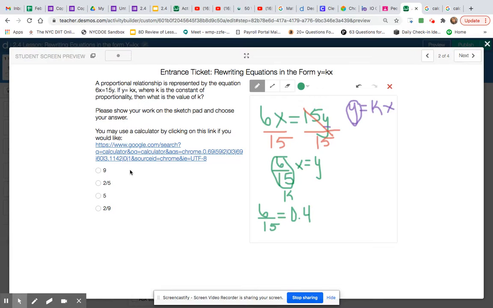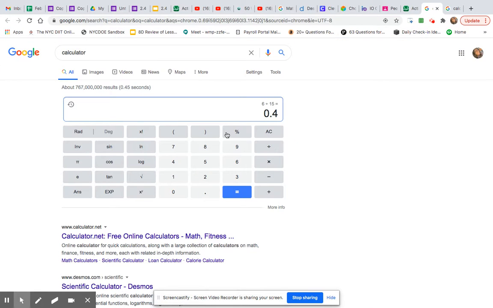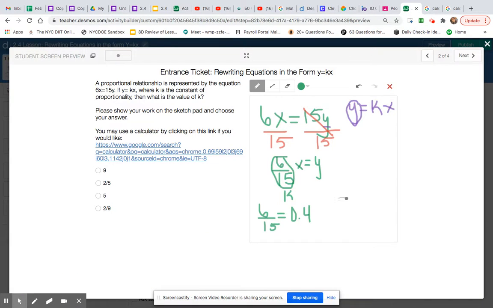I would do process of elimination, guys. I would eliminate 9 and 5 because we know 9 and 5 are not equal to 0.4. So I'm left with 2 over 5 and 2 over 9. So if I check 2 over 5, 2 divided by 5, oh, that gives me my answer. So since 2 over 5 is equal to 0.4, then that means my answer is choice 2, 2 over 5.